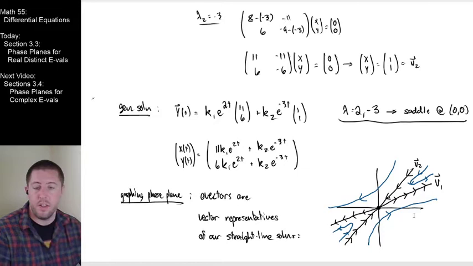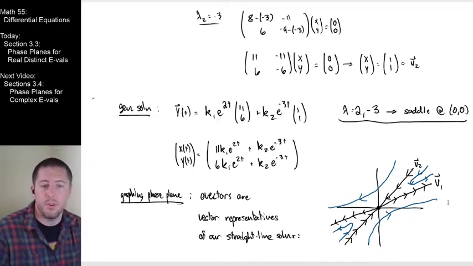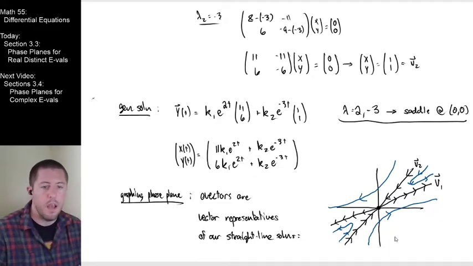The closer you are to a straight line solution, the more your vector is going to look exactly like that straight line solution. And so I'm sort of mimicking them with nearby curves to find what these other curves are going to look like right here.